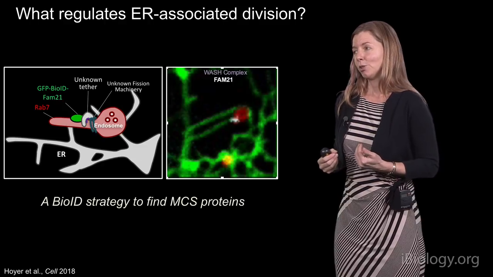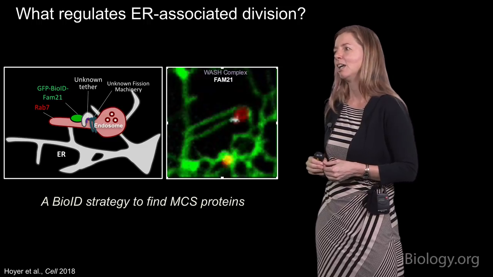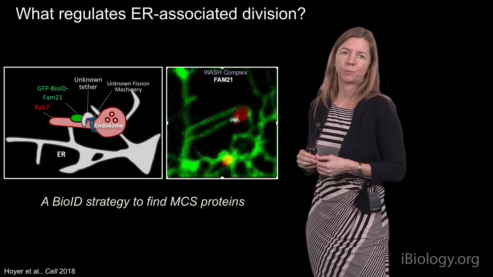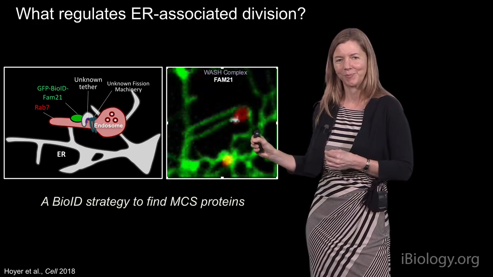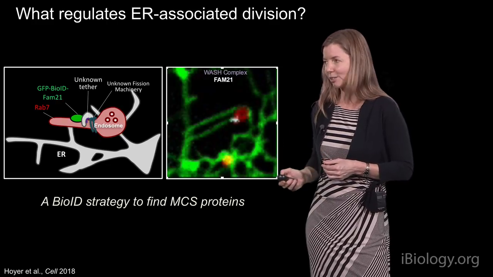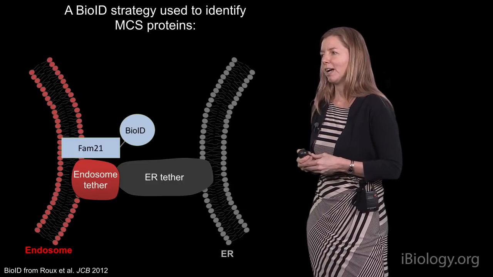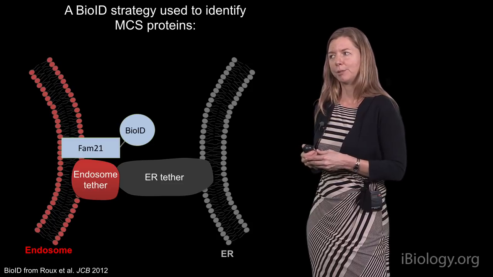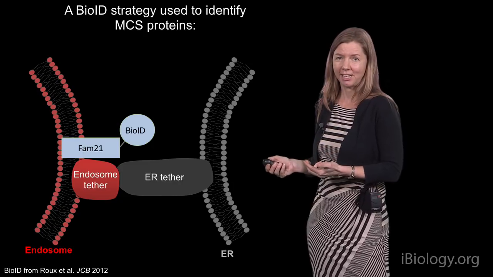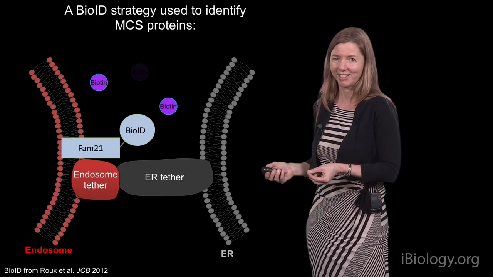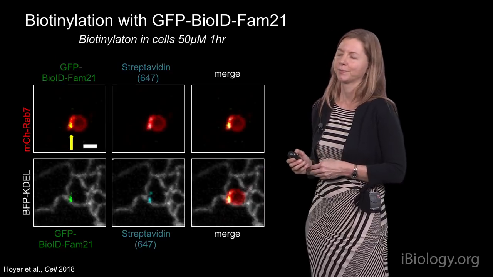So what we did, which is sort of cartooned in a way here, is that we fuse BioID, this promiscuous biotin ligase, to a factor that we know localizes us to the saddle of the endosome, express it into cells. As shown here, the endosome membrane is in red. We have a BioID fusion protein, FAM21 BioID, localizes to the saddle. And our hope was after we transfect this into cells, we can add biotin to those cells, and it should biotinylate the ER proteins at those contact sites.